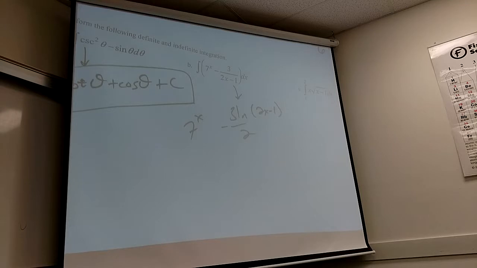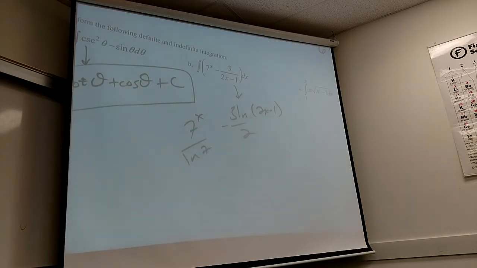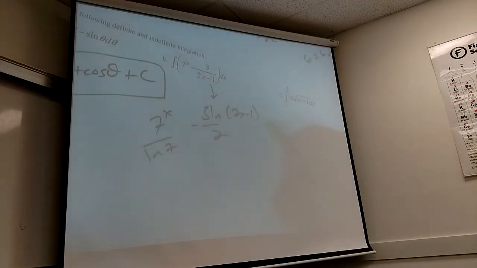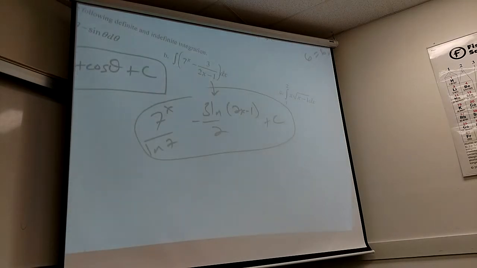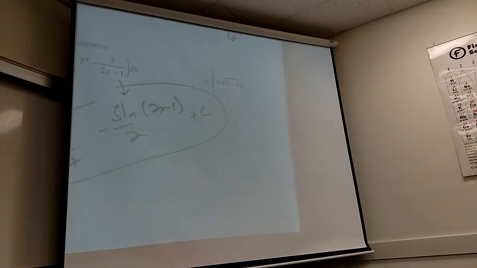So over here I need to still kill the ln 7 that would want to come out of that derivative. And of course then I need a plus c to cover myself and make teachers stop yelling. How's that? Is that all right?